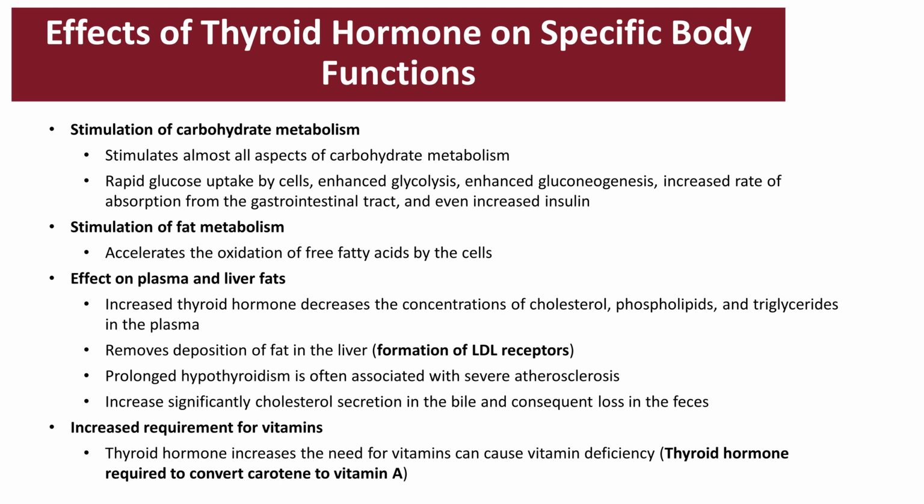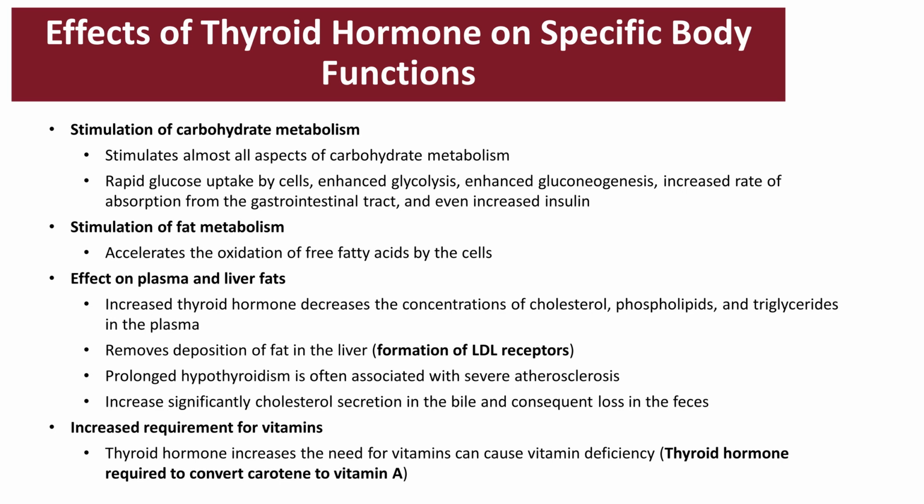An increase in thyroid hormone will decrease the concentration of cholesterol, phospholipids, and triglycerides in the plasma because there's a faster and higher metabolic rate, depleting them from the blood system. It also plays a role in removing deposition of fat from the liver, so there's more secretion via the bile juices and excretion of waste. This is also why in prolonged hypothyroidism, there is going to be a slower metabolism of cholesterol and lipids, resulting in potential accumulation in the blood vessels, leading to atherosclerosis and plaque buildup.